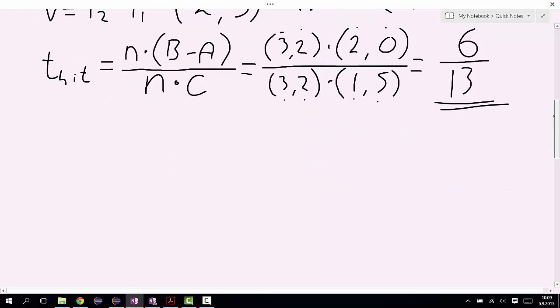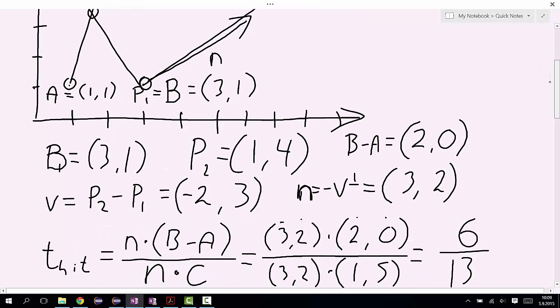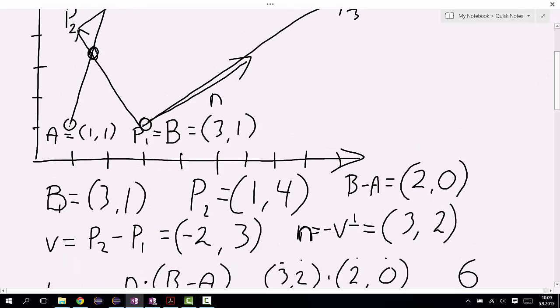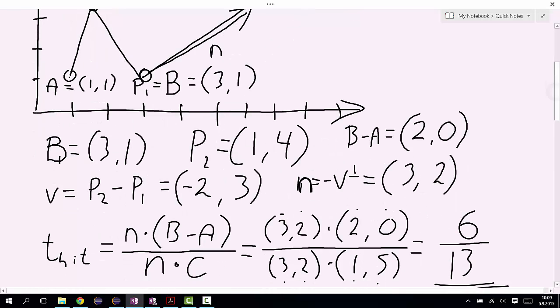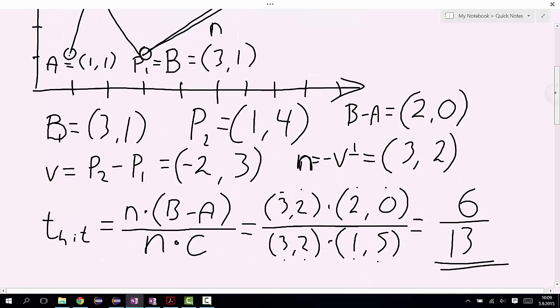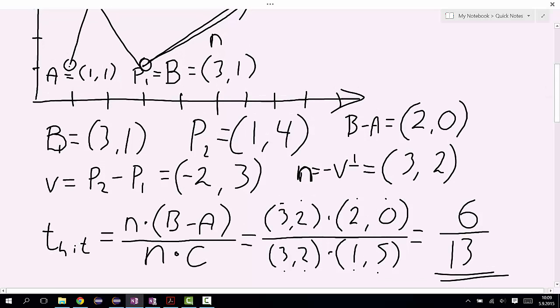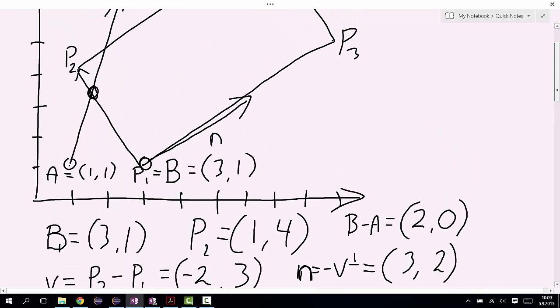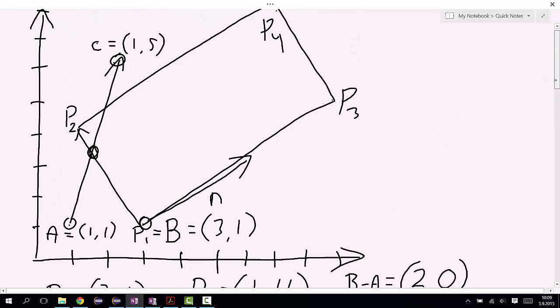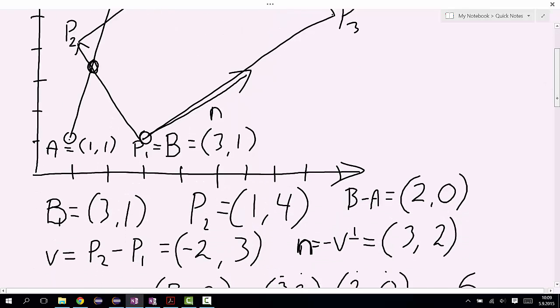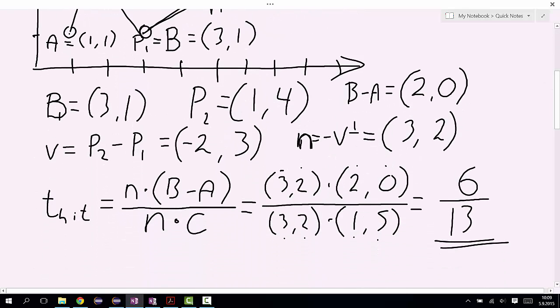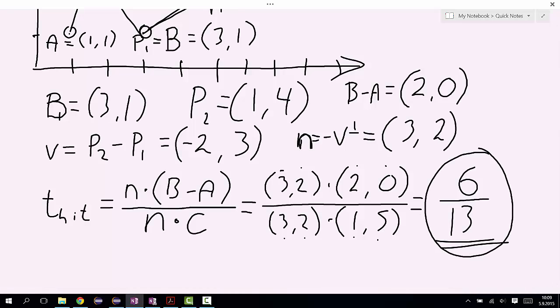Okay, so now we found the time of hit here. So it happens at 6 by 13. So rather than actually calculate this for all the other lines, we can now do exactly the same thing for the line between P2 and P4, P1 and P3, P3 and P4. And we can do this for all of them. And then we can look at this T hit here. We don't have to calculate P hit yet. Just look at the T hit of all of them.